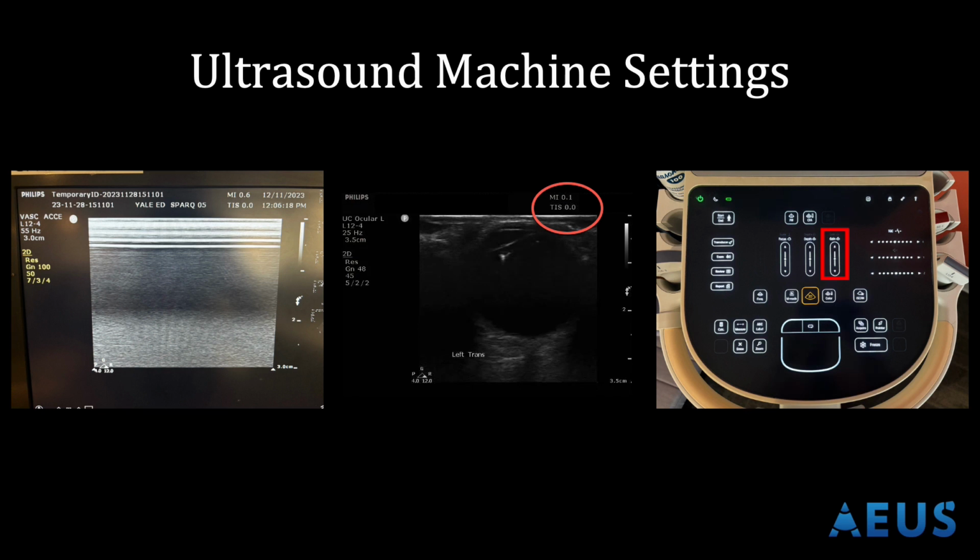The TI, or thermal index, should also be minimized, as this is the amount of thermal energy delivered to the tissue and can lead to tissue damage if the TI is too high with prolonged POCUS examination.